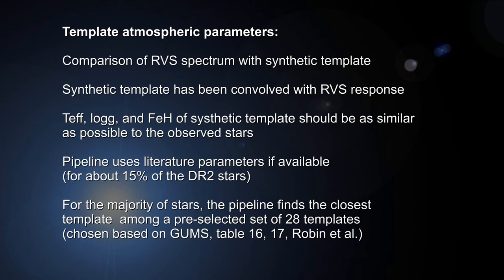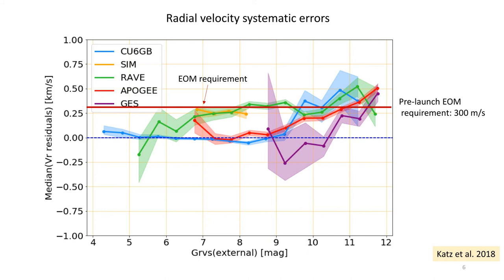To estimate systematic errors, we used radial velocities from external catalogues, from which we have selected stars with constant radial velocities. This figure shows the median of the residuals between the DR2 radial velocities and those of the external catalogues. The residuals for different catalogues are shown in different colours, showing that the systematic error depends in part on the catalogue used. But there is also a consistent offset, suggesting that some of the systematic comes from the RVS.